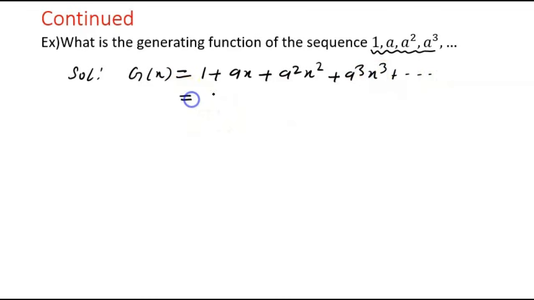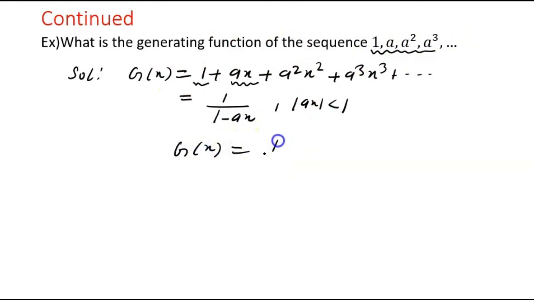Now if I consider this as the geometric series, the first term is 1 and its common ratio is ax. So what will be the sum of it? The sum of it will be 1 by 1 minus ax, where of course the mod of ax should be less than 1. So the generating function which generates this sequence is given by G(x) is equal to 1 by 1 minus ax, with the restriction that mod of ax should be less than 1. Okay.